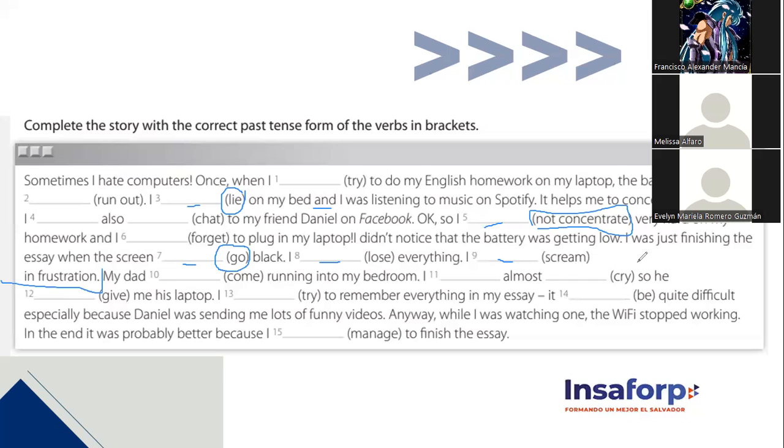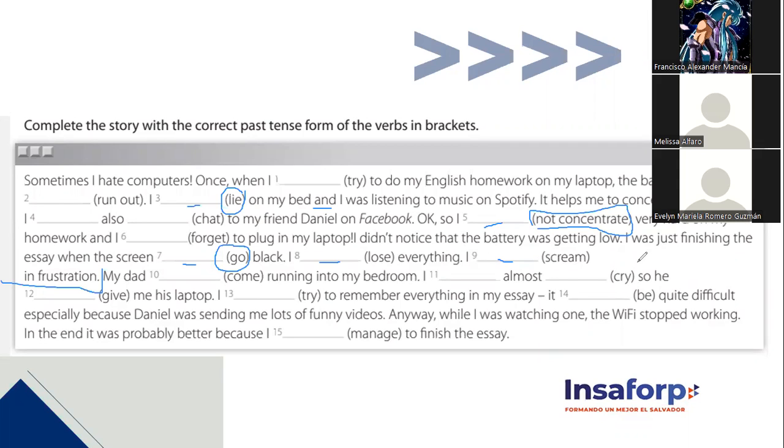I was just finishing the essay when the screen... Can you picture the scenario? You are maybe typing on a computer, and that's the long action, and then what happened when the screen went black? It's an action that goes like, boom, black, and then what happened here, and then what else?